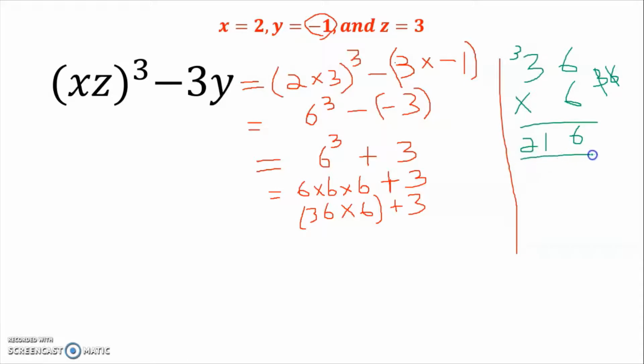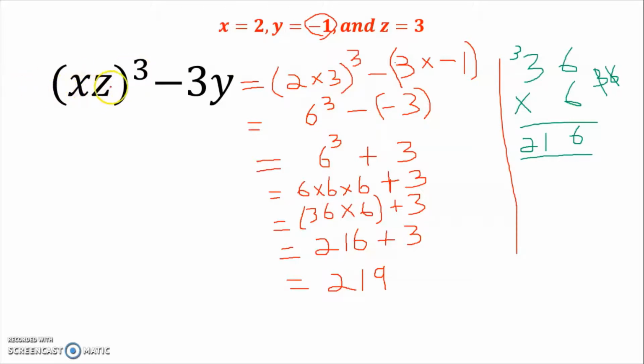So we get 216. We know that 6 times 6 times 6 is the same as 36 times 6, which is the same as 216. And then we have to add the 3 to that. 216 plus 3 equals 219. So let's just recap.